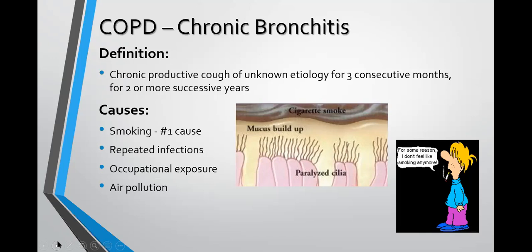That's chronic, huh? So that means you have to have 3 consecutive months, twice in 2 consecutive years. So you got it for 3 months one year, and then the next year you got it for 3 months again. They don't have to be the same months, but they have to be consecutive years and consecutive months.